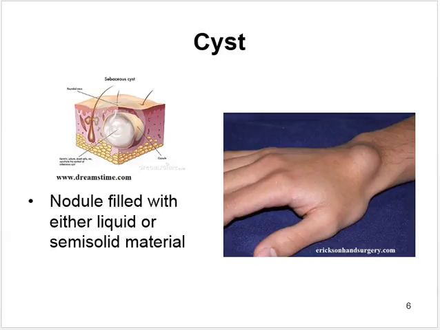A cyst. This is a nodule filled with either liquid or semi-solid material. It's a thick-walled, closed sac or pouch containing fluid or semi-solid material. It's an epithelial-lined cavity. Examples are a pilonidal cyst. This is found over the sacral area of the back in the middle and contains hairs. Or a sebaceous cyst, which is a collection of yellowish, cheesy sebum commonly found on the scalp, vulva, and scrotum.